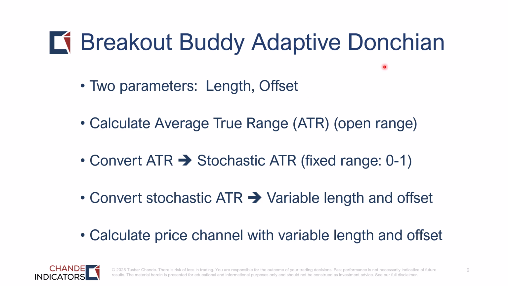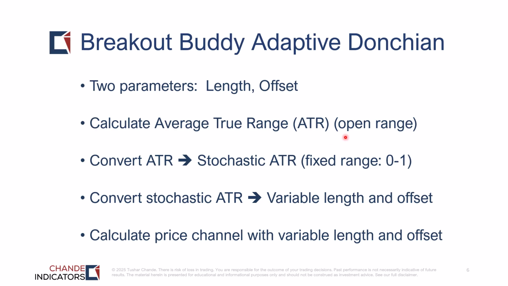So let me try to give you an intuitive understanding of how we derive the Breakout Buddy adaptive Donchian channel. So of course we have two parameters, length and offset, and somehow we'd like to vary these automatically. We start by calculating the average true range. The true range is sort of a measure of price movement, allowing for gaps between successive bars, and then we average it over a set number of days. It could be 10 days or 20 days or 50 days or any number you like.